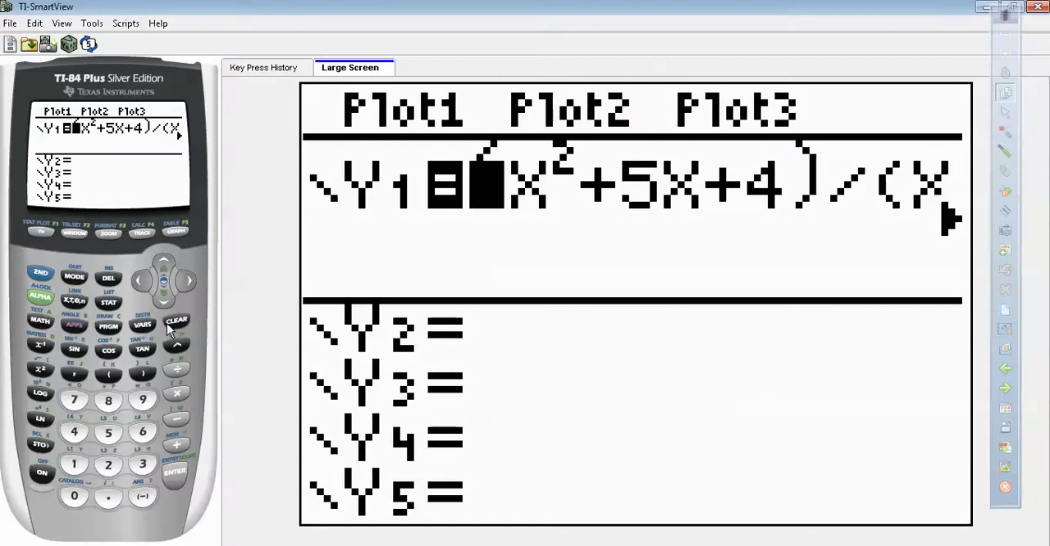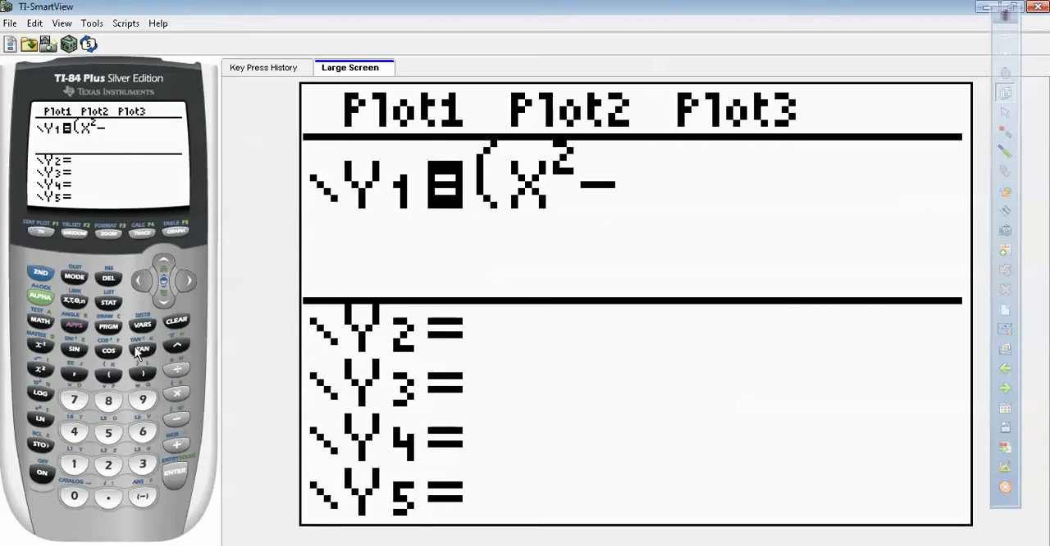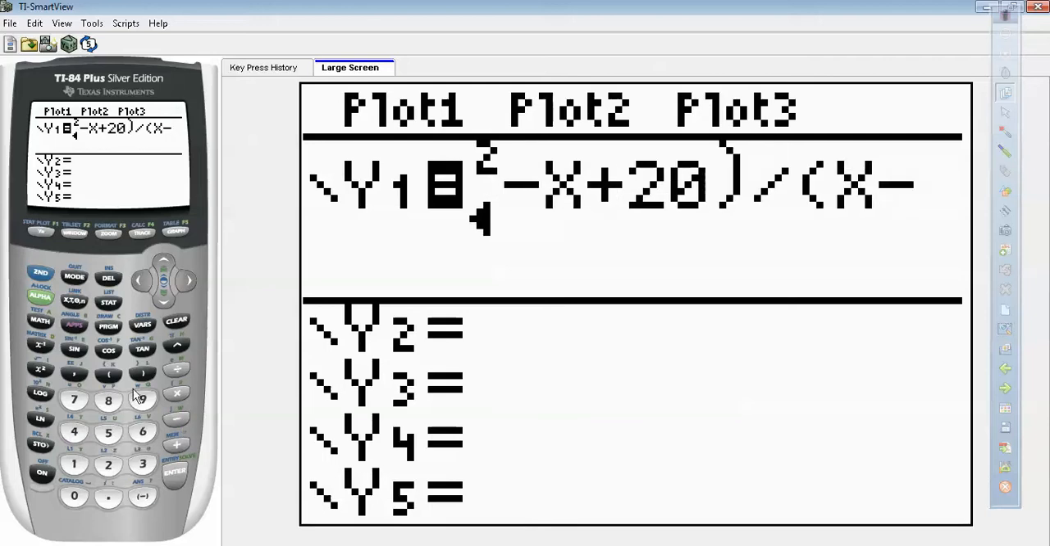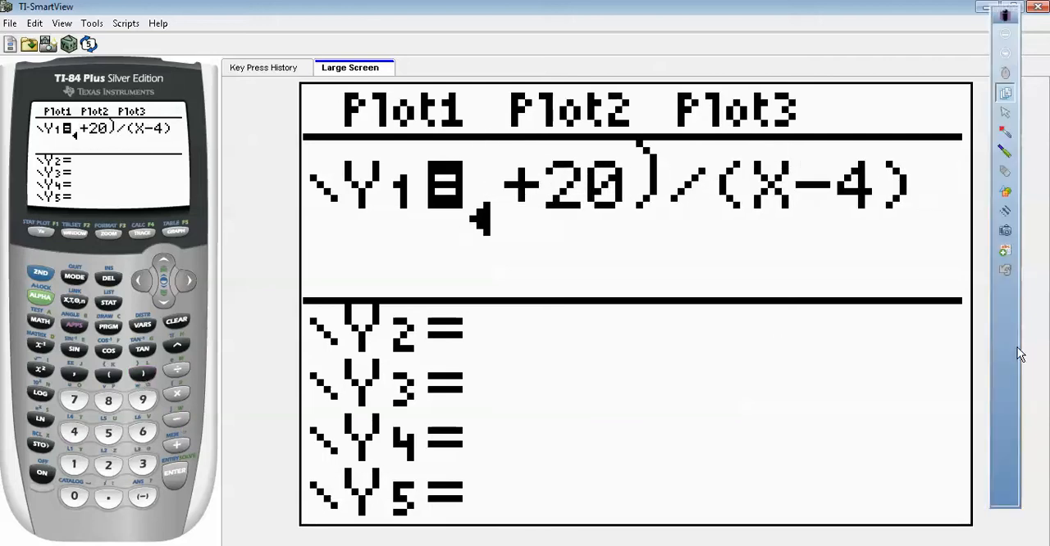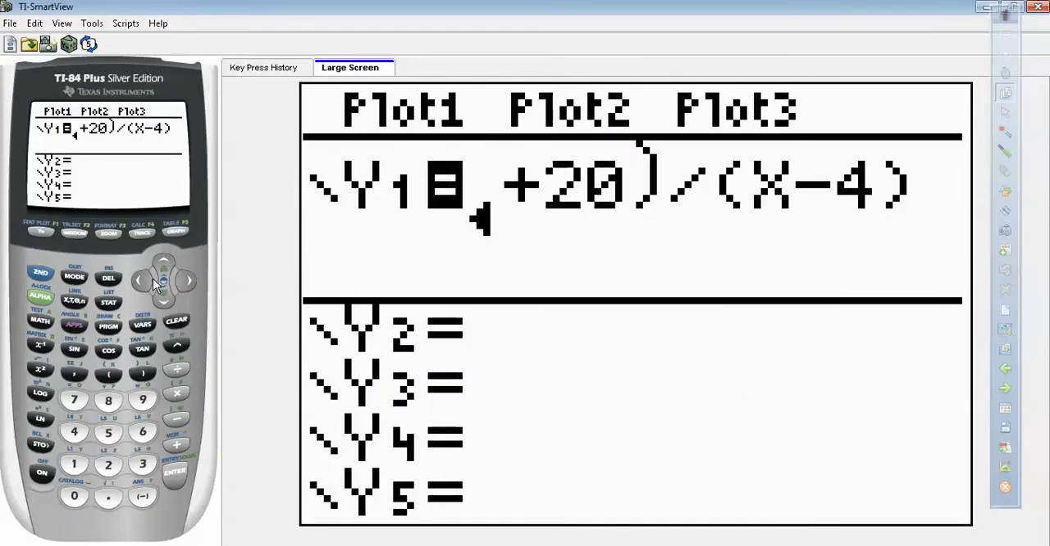Clear out your old function, or keep it and type over the top. But you got to use parentheses. And wasn't it x squared minus x minus 20? Now divide, parentheses, is it x minus 4? Let's double check here. Oh, wait, it was x plus 4. So I'm going to go back here, type over the top.